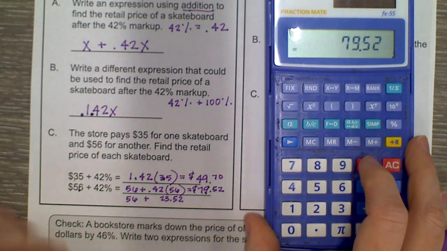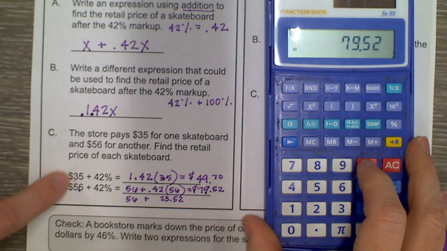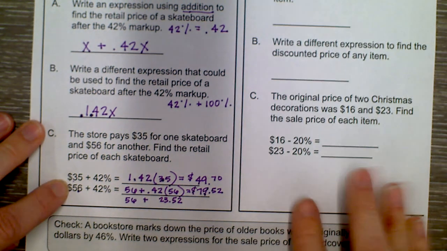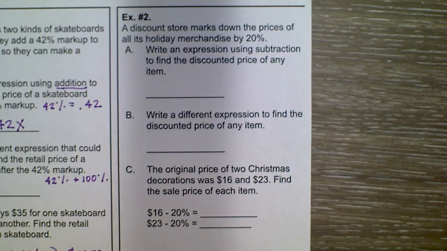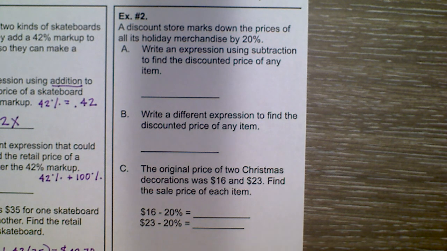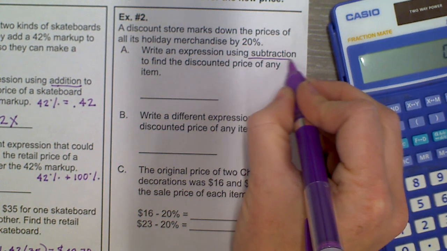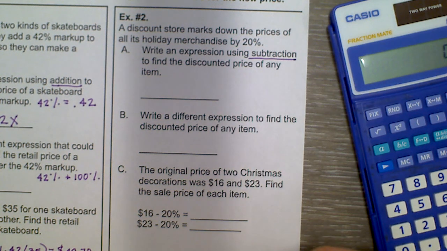Keep in mind that for a markup, those prices should always be larger than the original amount that the store paid. Example 2 is dealing with a discount. So use some math reasonability skills. Make sure that your new amount is always going to end up lower if you're dealing with a discount. So it says a discount store marks down prices of all of its holiday merchandise by 20%. You'll write an expression using subtraction this time to find the discounted price of any item.